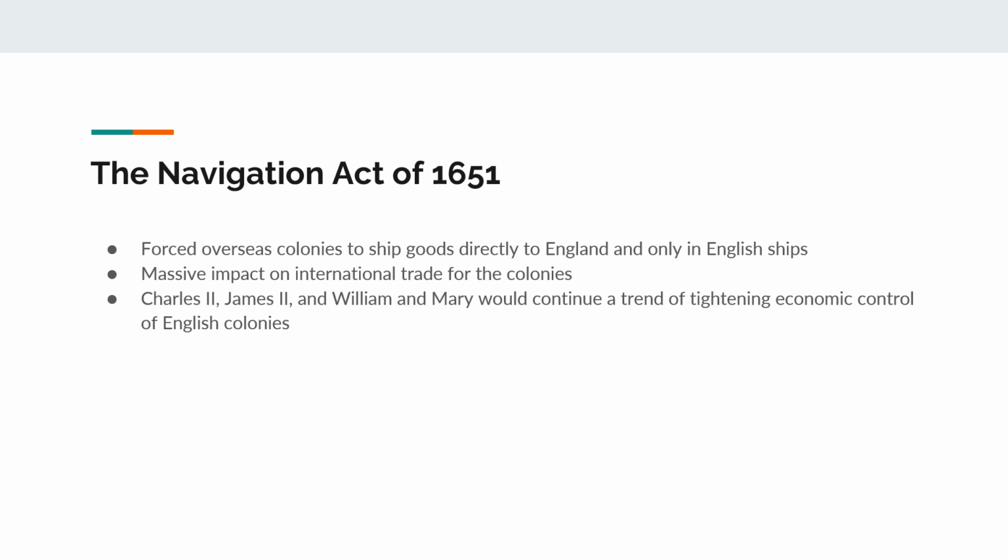And the following monarchs who return, Charles II, he comes back out of exile, defeats the parliamentarians, and he becomes king again. And the monarchs who succeed him, James II and William and Mary, they continue that trend that started with Oliver Cromwell of tightening economic control because they see profit there and an economic advantage to the natural resources in North America. So once governmental control was started, it just continued.